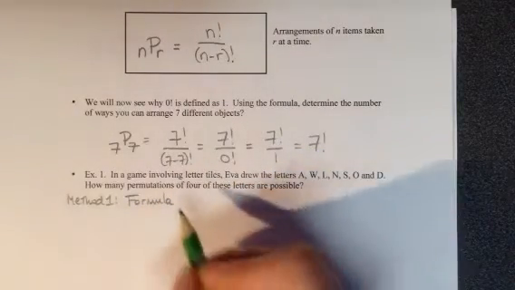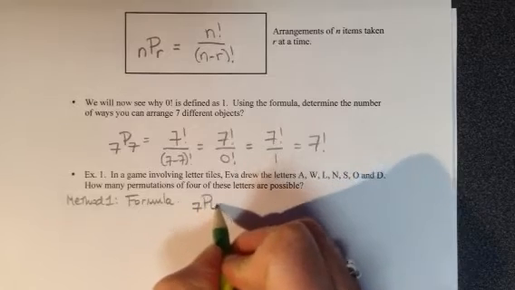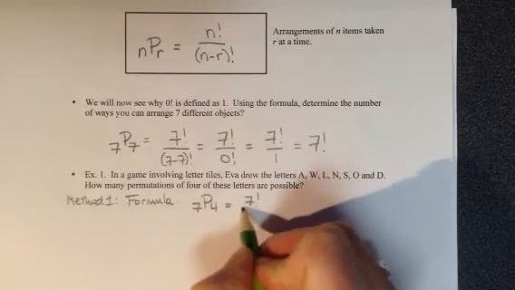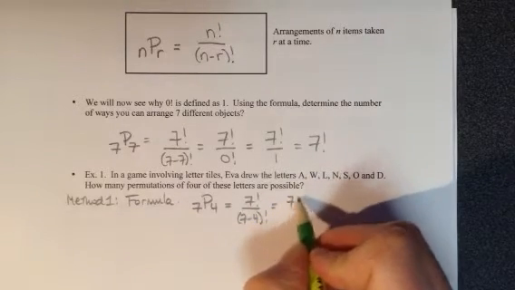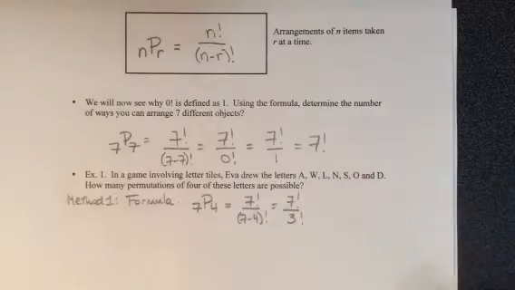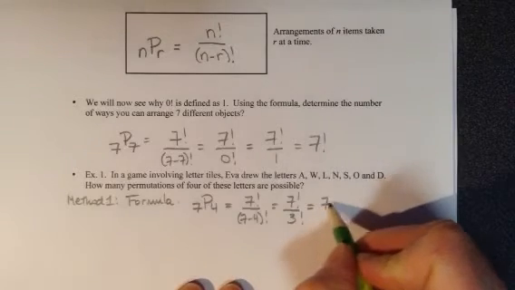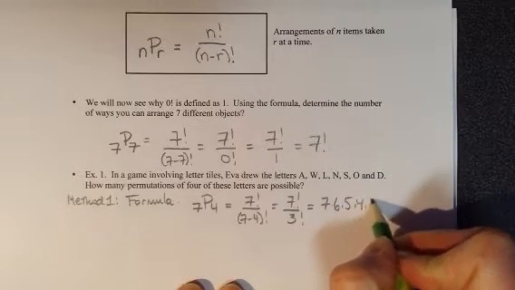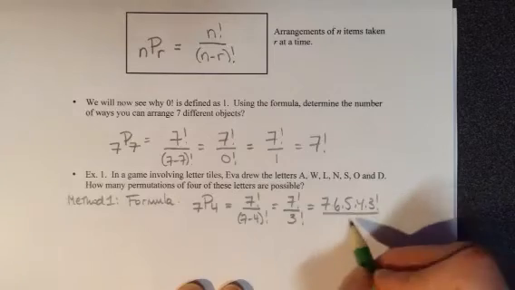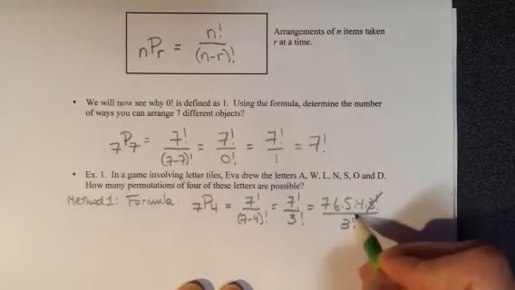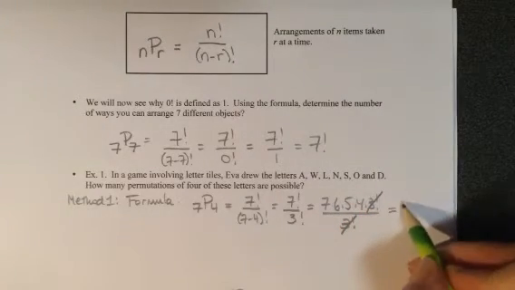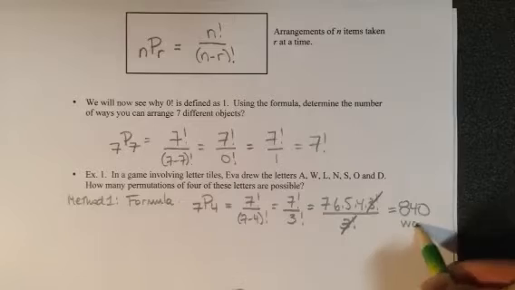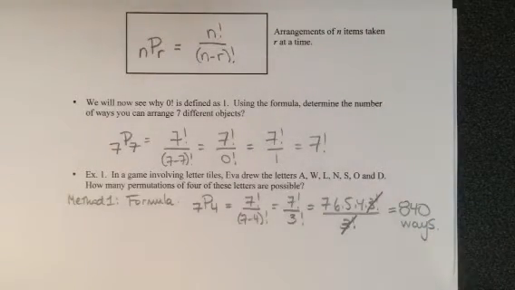So we're going to choose the formula 7P4, which is going to give us 7 factorial over 7 minus 4 factorial, which ends up giving us 7 factorial over 3 factorial. Now using our factorial notation knowledge, we're going to expand this: 7 times 6 times 5 times 4 times 3 factorial. And the reason why I left the 3 factorial there is that these are now going to cancel off. And if we multiply 7 times 6 times 5 times 4, we're going to end up with 840 ways. So that's our first method, using the formula.